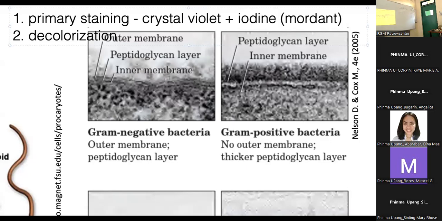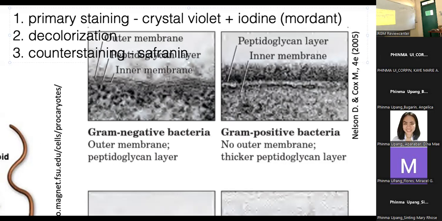Alright? At this point, after decolorization, the gram-negative bacteria is colorless. Okay? Your gram-positive bacteria is blue, the color of crystal violet, blue or violet. Alright? So that's the reason why we place the next stain, which is your counter stain. The counter stain is your safranin.